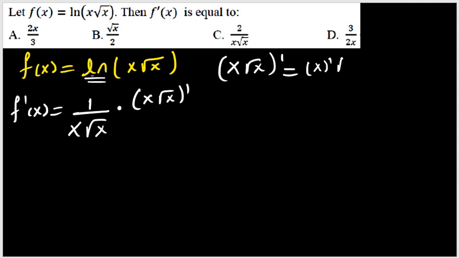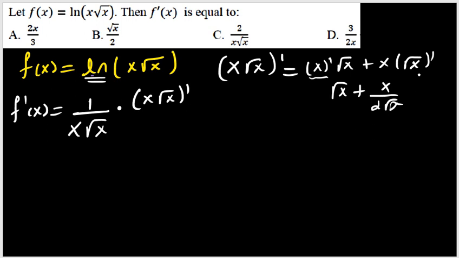X derivative times root x plus x times root x derivative. So the x derivative is 1, so root x plus x over 2 root x. The radical x derivative is 1 over 2 radical x, so we can write it in this way. This means root x over 1. We can use crisscross: radical x times 2 radical x will be 2x, plus x, over 2 radical x. That's going to be 3x over 2 radical x.